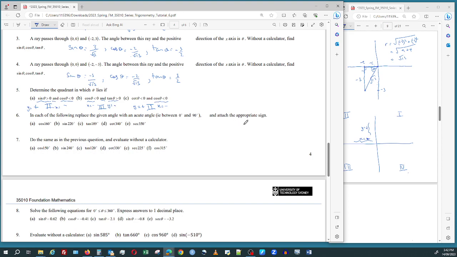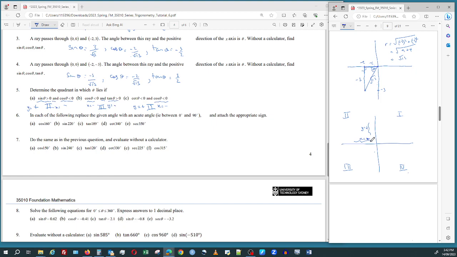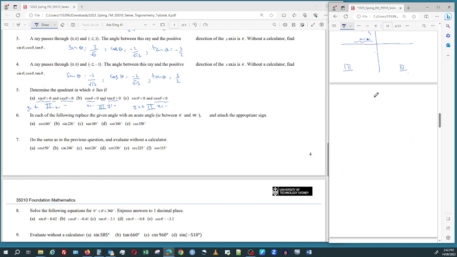In each of the following, replace the given angle with an acute angle. What that means here is that cos 160 has an equivalent angle. And we've seen this in a way. So cos 160 is going to be like this. Cos 160 will be that angle there. Now, in the exact values trig, what we understand is that there will be an equivalent angle here. So what is it? If that's 180 and that's 160, this angle here is 20 degrees.